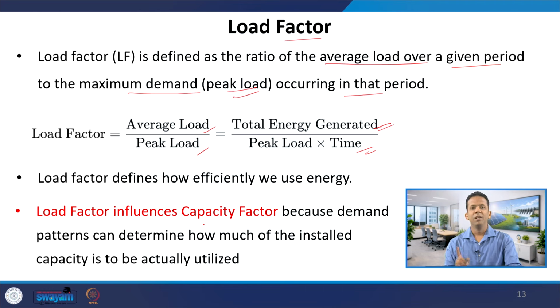So basically it is the load factor which can influence or govern or give some idea to capacity factor and not vice versa. Demand can help change or manage the supply, but supply won't govern the demand. So demand patterns can determine how much of the installed capacity is actually to be utilized. If the load factor is high, it will force power plants to operate at higher capacity factor. But even if power plants can operate at higher capacity factor, if the load factor is low, it will give some relaxation to the power plants and ask them to operate at lower capacity.